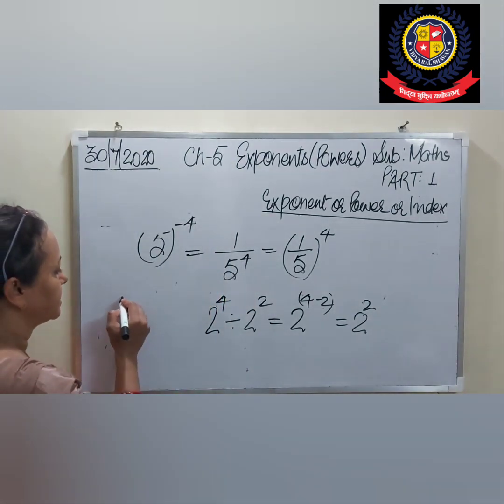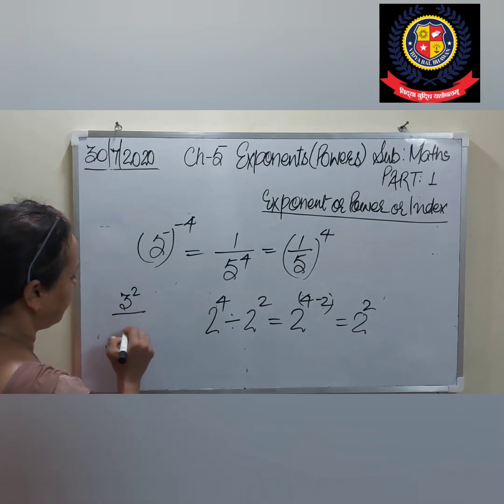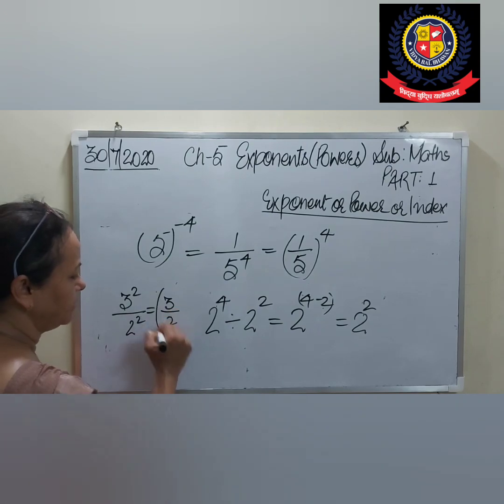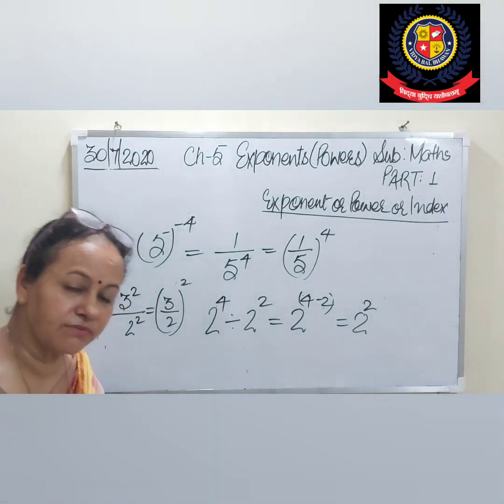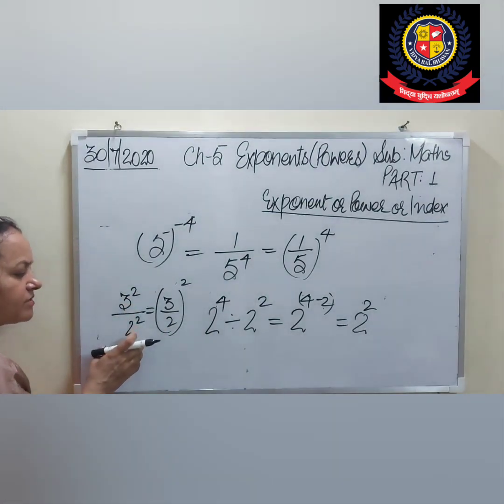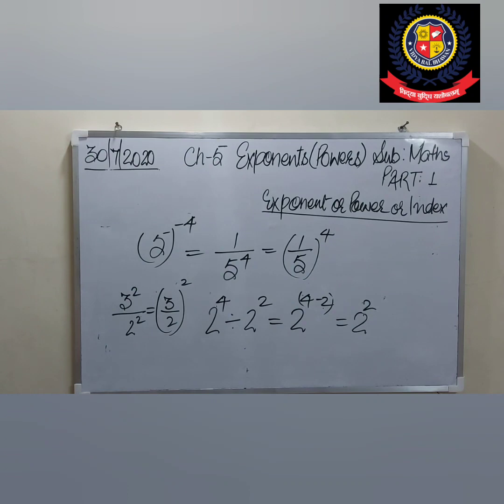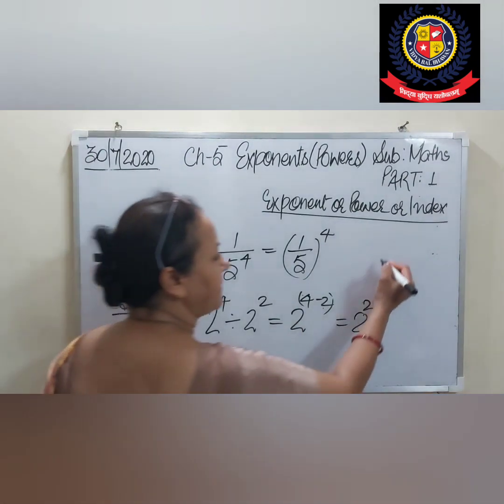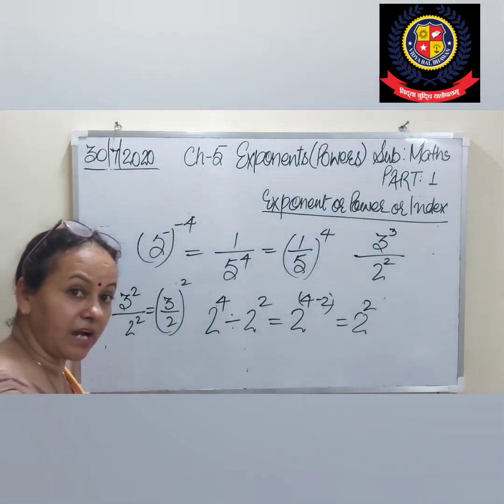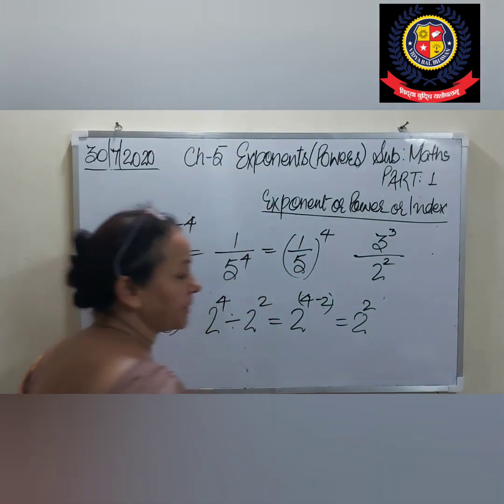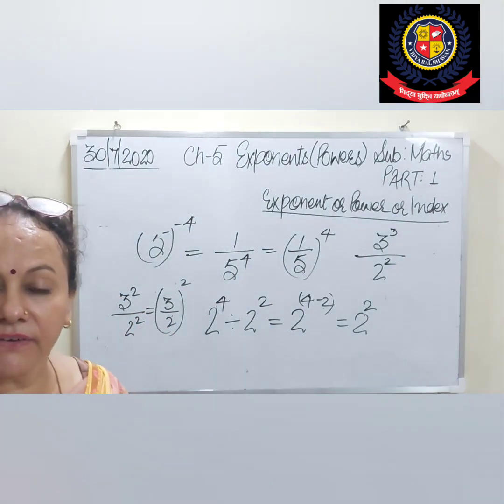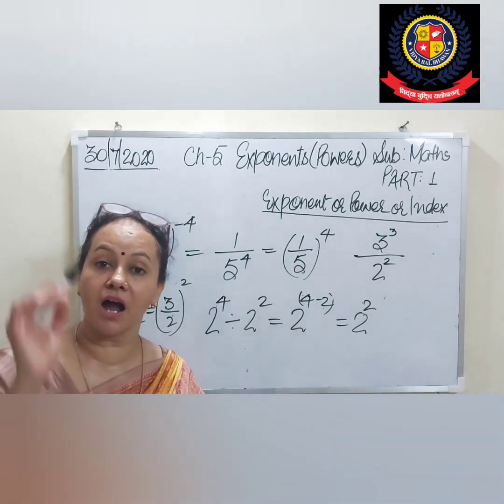If the number is written 3 to the power 2 upon 2 to the power 2, can we write 3 upon 2 whole to the power 2? These are all basic things which you will follow in your chapter. Clear, students? So if the powers are the same in numerator and denominator, we can write it. If it is written 3 to the power 3 upon 2 to the power 2, then we can't write it as 3 by 2, because the powers are not the same. In that condition, we can't write in this form. We can write in this form only when the powers are the same.